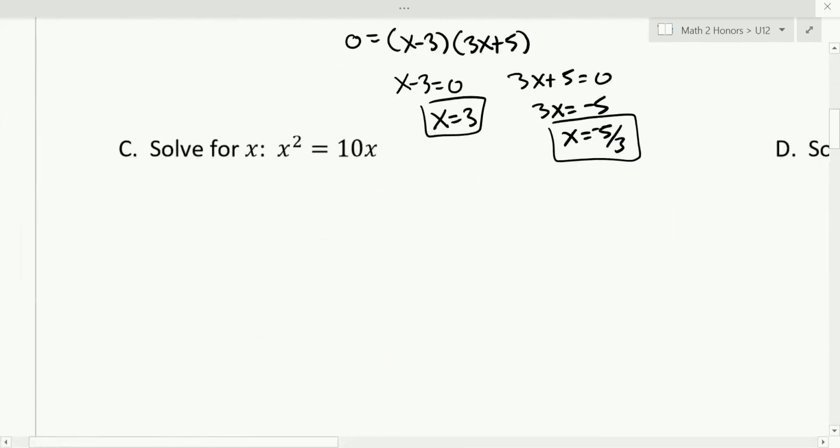All right, go ahead and solve C. Any method you want.